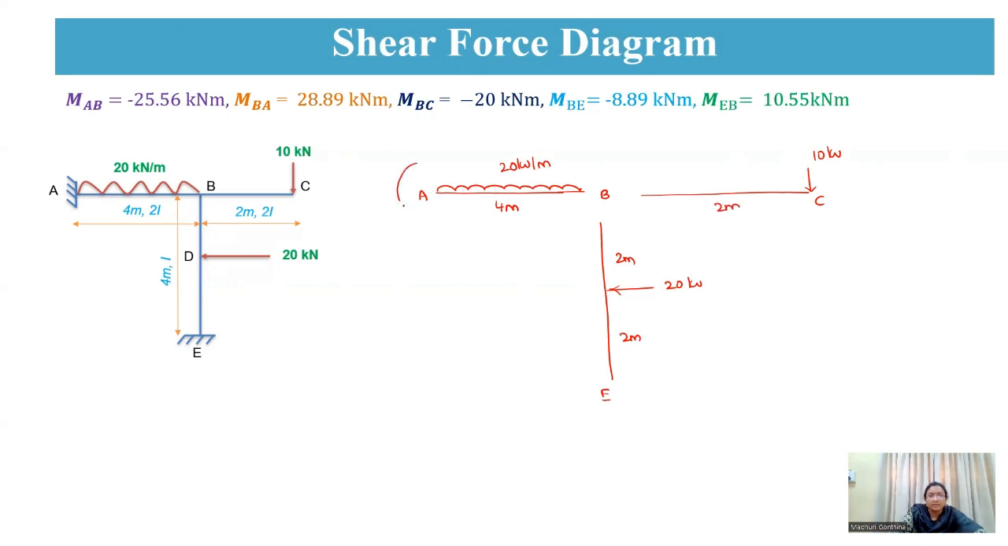So now AB, it is anti-clockwise direction, negative, and BA positive, which is of clockwise direction, and BC again anti-clockwise direction, negative, and BE anti-clockwise as it is negative, and EB also positive, therefore it is clockwise in direction.